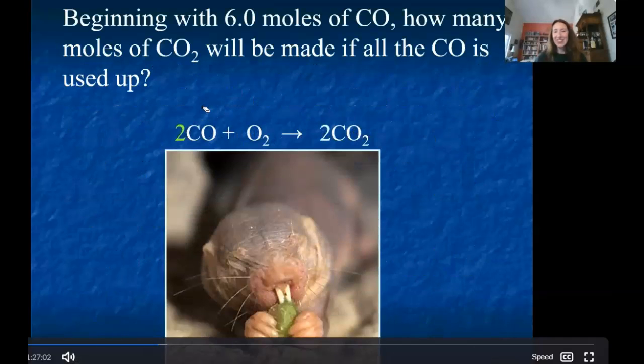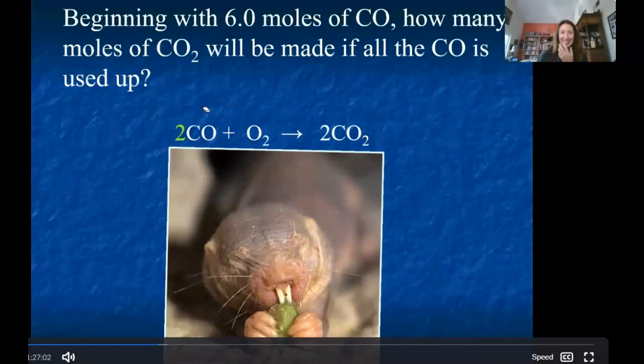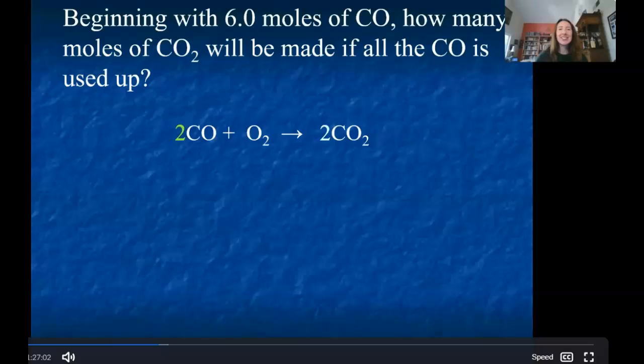Now, look at that mole. It's not as cute as the others. Okay, so if we do this now, I'm going to show you how to do it, because some of you are still going to be able to do this just by looking at it, using our unit conversions that we've been doing. So if we have 6 moles of CO, and we want to know how many moles of CO2 will be made if we use all of the CO.